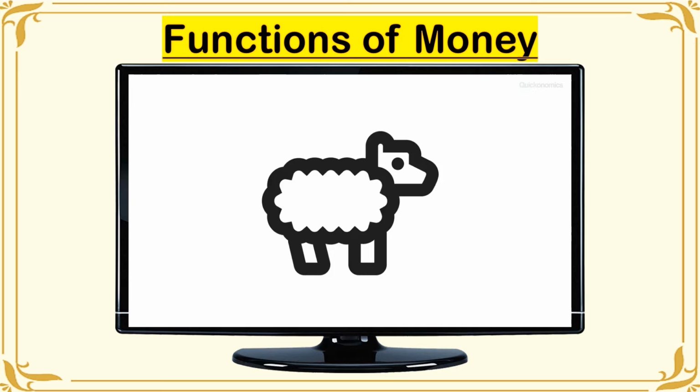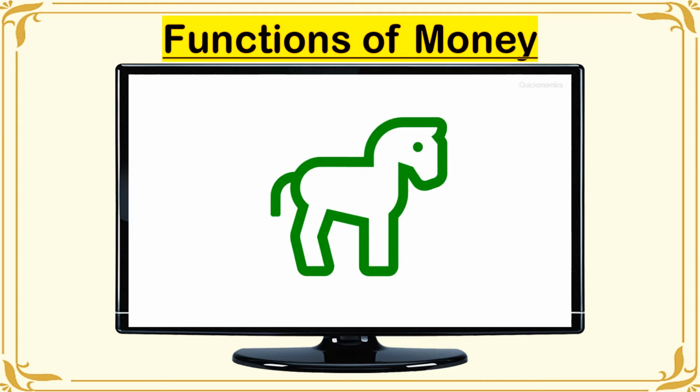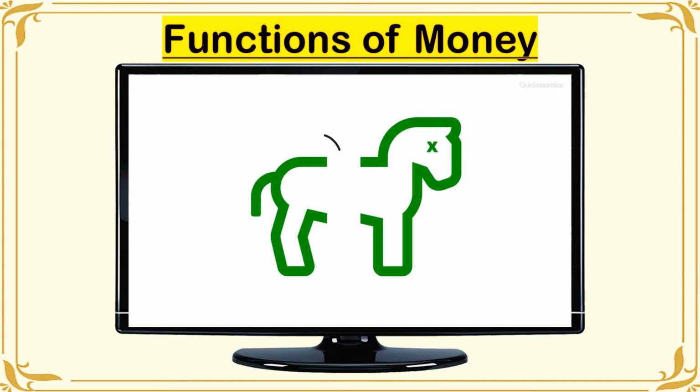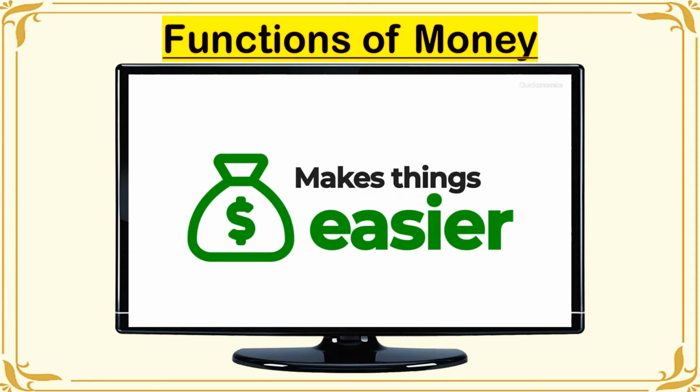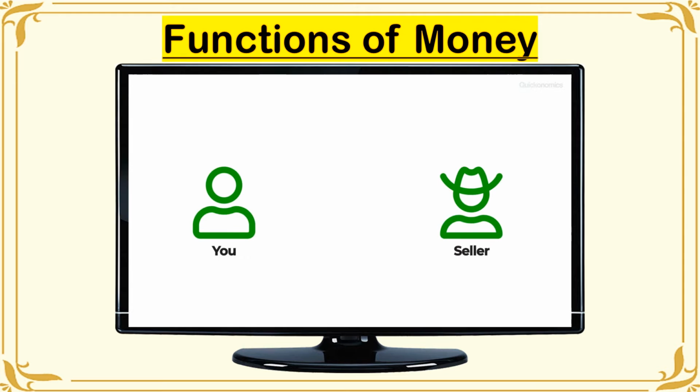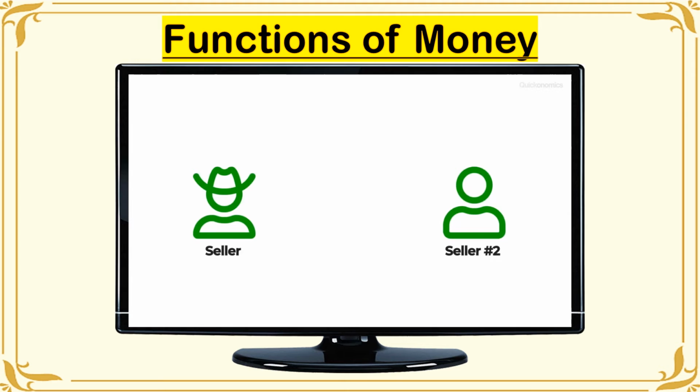So you either had to give him an additional sheep or only get half a horse, which doesn't sound like a great deal to me. Now, money makes this process a lot easier. In fact, as long as it's generally accepted as a medium of exchange by all parties involved, money eliminates the need for barter altogether. Instead, you can just buy your horse from anyone who wants to sell theirs in exchange for money, and they can then use your money to buy whatever they need from someone else later on.